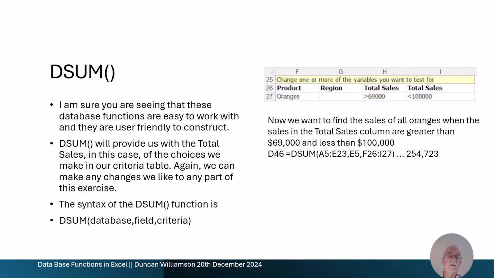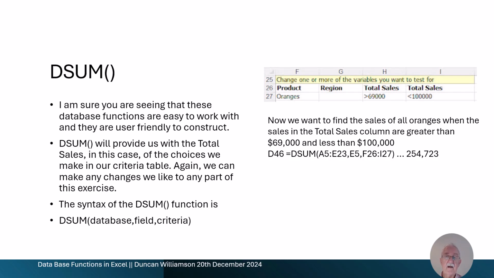The syntax of DSUM is database or range, field, criteria. Very simple. You've learned it already. Now we want to find the sales of all oranges when the sales in the total sales column are greater than 69,000 and less than 100,000.